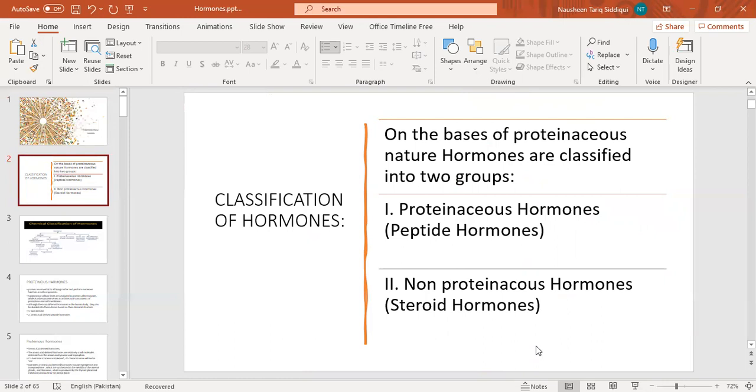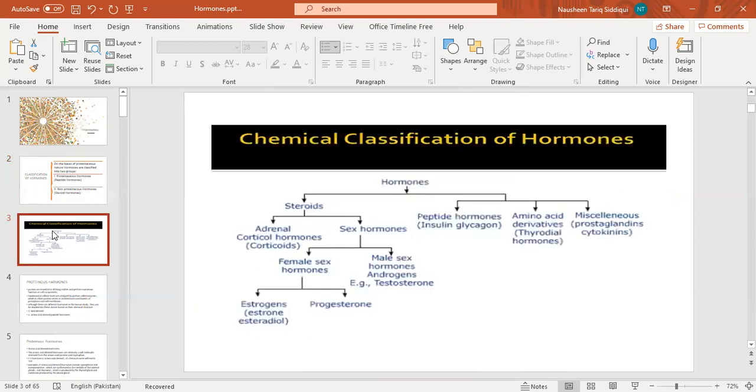Okay, for classification of hormones on the basis of their nature, basically what type of nature they have, किस चीज से basically वो बने हैं, on that basis, the hormones are classified into two groups. These are proteinaceous hormones, that is peptide hormones, and non-proteinaceous hormones, that are steroidal hormones. Okay, those which are basically protein based and those which are non-protein based.